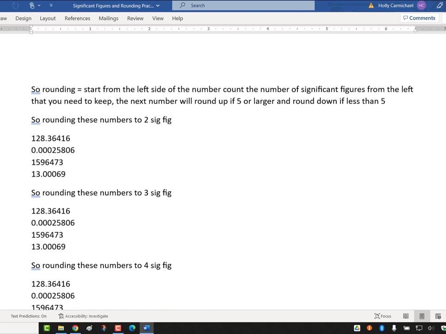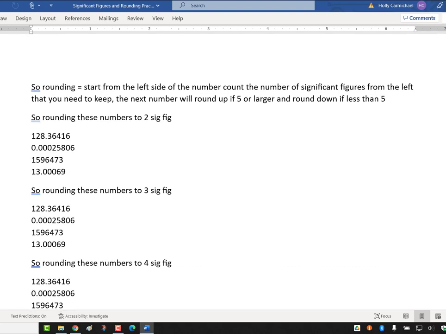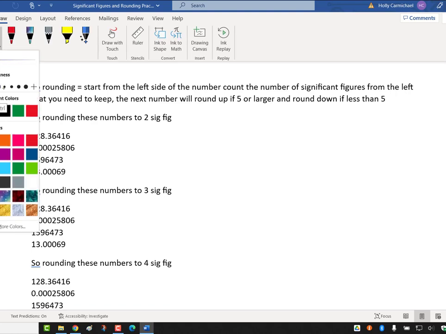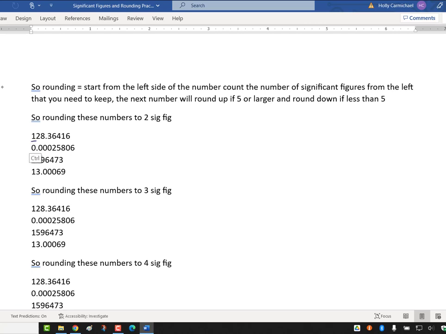Now, rounding. So if you round a number, I always start from the left and find the number of significant figures that I have to keep. Then you just look at the number after that. If it is less than 5, it rounds down. If it's 5 or higher, it rounds up. So for example, if I want to round these numbers to 2 significant figures, in this one, starting at the left, there's my 2 significant figures, the 1 and the 2. The next number is an 8. So that means that's going to round the 2 to a 3. So this would be 1 and a 3. Those are the 2 significant figures I keep.